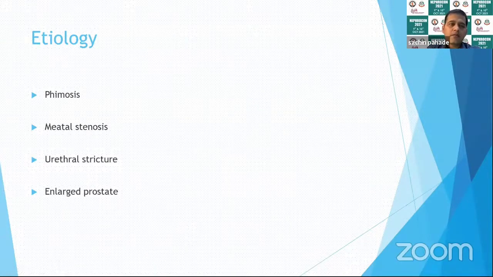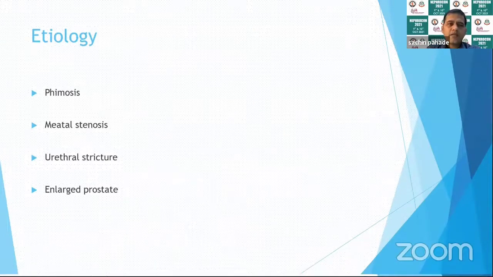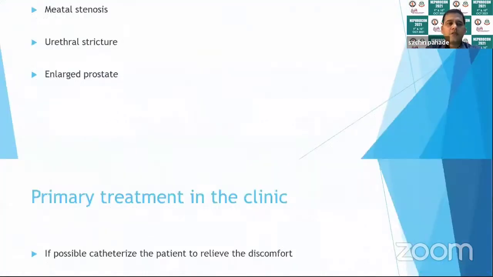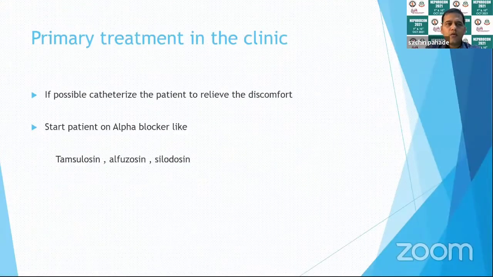After the examination, next comes the primary treatment. You've seen the patient, and you think that his bladder is palpable. So if possible, you can catheterize the patient in the clinic to relieve his discomfort. That is the primary treatment you can give to the patient in your clinic. Also, you can start the patient on alpha blockers like tamsulosin, alfuzosin, silodosin, so the patient gets relieved of his symptoms.